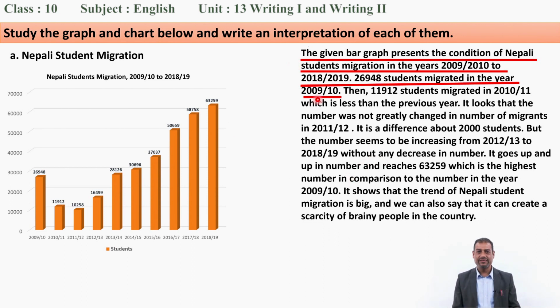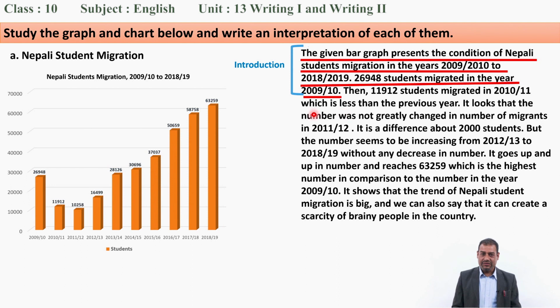So what do we call the first part? Can you tell me now? Okay, tell me once again. Oh yes, some of you are right, some of you are not exactly right. For these lines, you can say introduction. While interpreting any graphic text, first of all, we have to introduce the graphic text. What does that particular graphic text say to us? In this case, it tells us about Nepali students' migration from 2009 and 10 to 2018 and 19. So this is the introductory part.